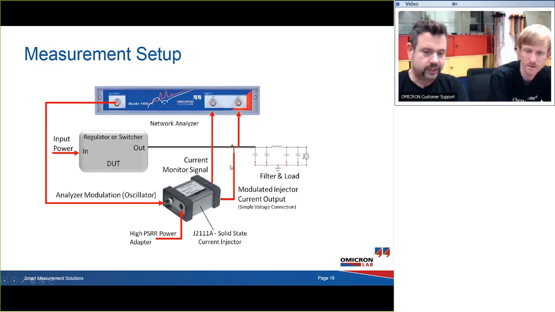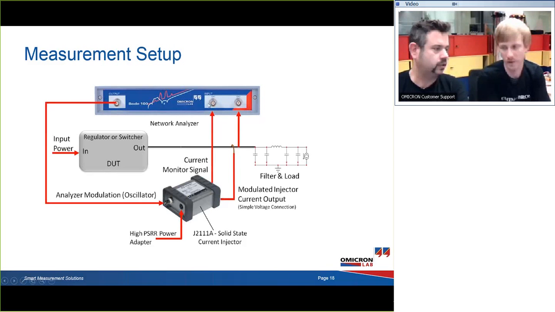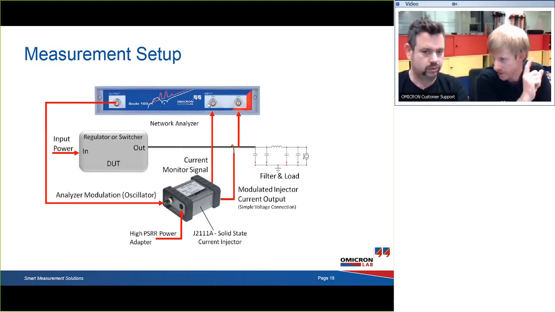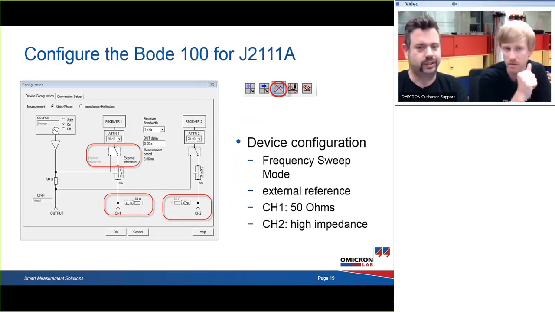The nice thing about the PicoTest injector is that it has an inbuilt current monitor. So we just connect the current monitor to channel 1, and we measure the output voltage at channel 2, and the output current in channel 1. If we divide channel 2 by channel 1, we get the output impedance. Well, you need to set up the Bode 100 correctly as far as I know, and I think that's on the next slide. Yes, it is, so please go ahead.